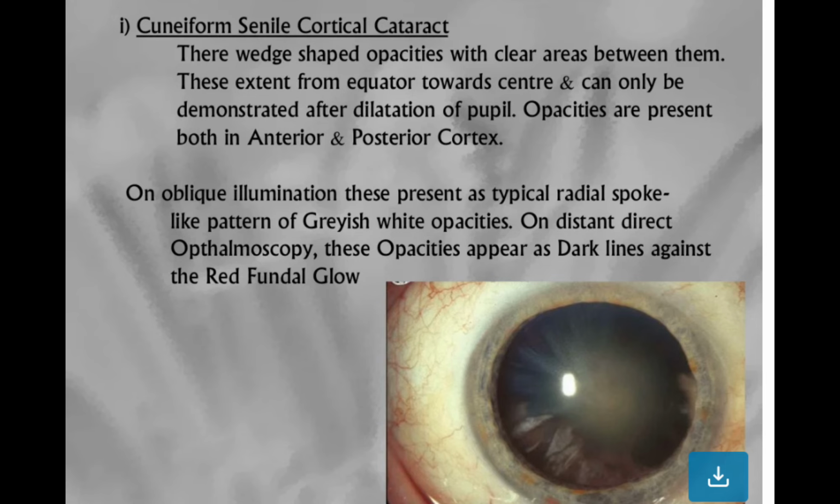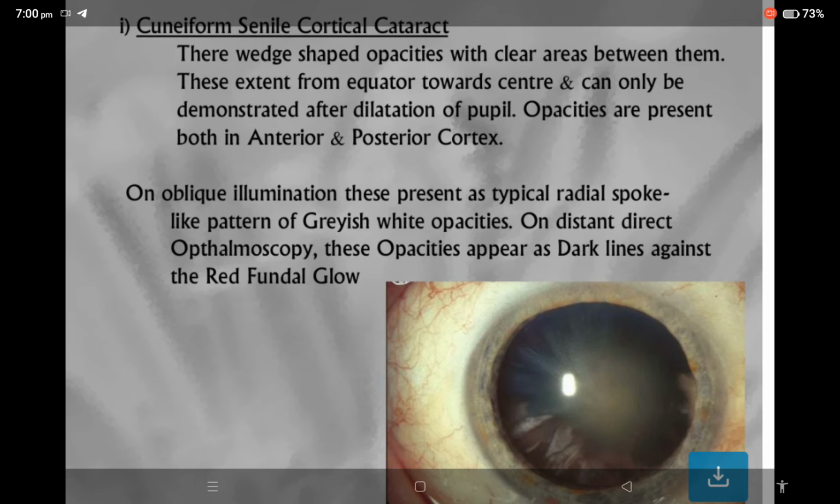Then we need to differentiate between cuneiform and cortical. The cuneiform is wedge-shaped opacities with clear areas between them, extending from the equator towards the center. Cuneiform is going towards the center. So these are present in the periphery, and these will be obstructing the peripheral vision. So the patient will not be able to see properly when the pupil is fully dilated, in the dark.